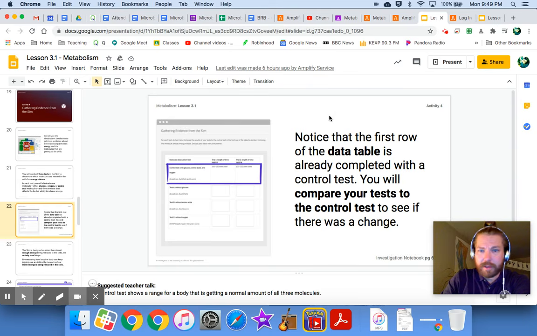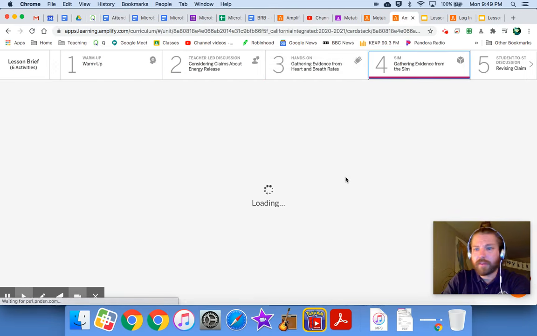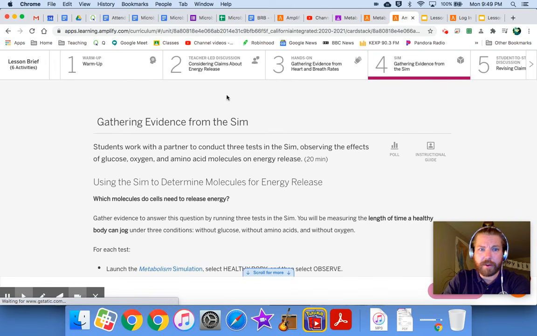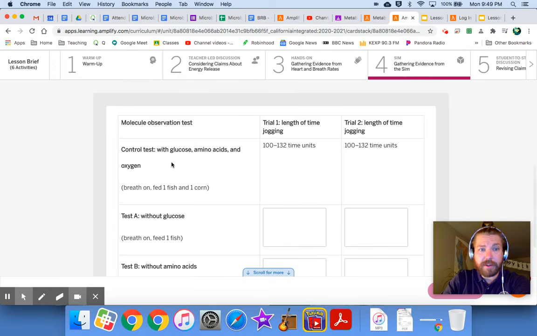When you go into Amplify, notice that the first row in the data table is filled in for you. So we're in activity 4 here, and the data table is already filled in. This is our control test, where everything's just normal. We didn't deprive the body of any of the nutrients it needs. And what are we doing? We're looking at how long a person can jog before they have to start walking. That's what we're looking for.